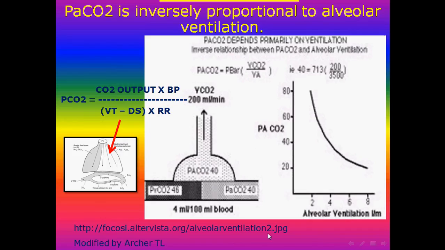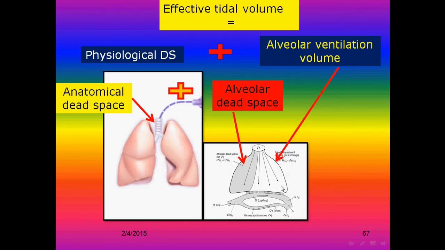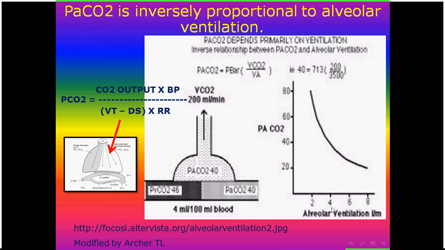So that's why, again, this is the alveolar ventilation, not all of these are dead space. So this is the alveolar ventilation itself. Increasing the alveolar ventilation will be associated with a decrease in the partial pressure of carbon dioxide. Decrease in the alveolar ventilation will be associated with an increase in the carbon dioxide from this formula. This is a very simple way.